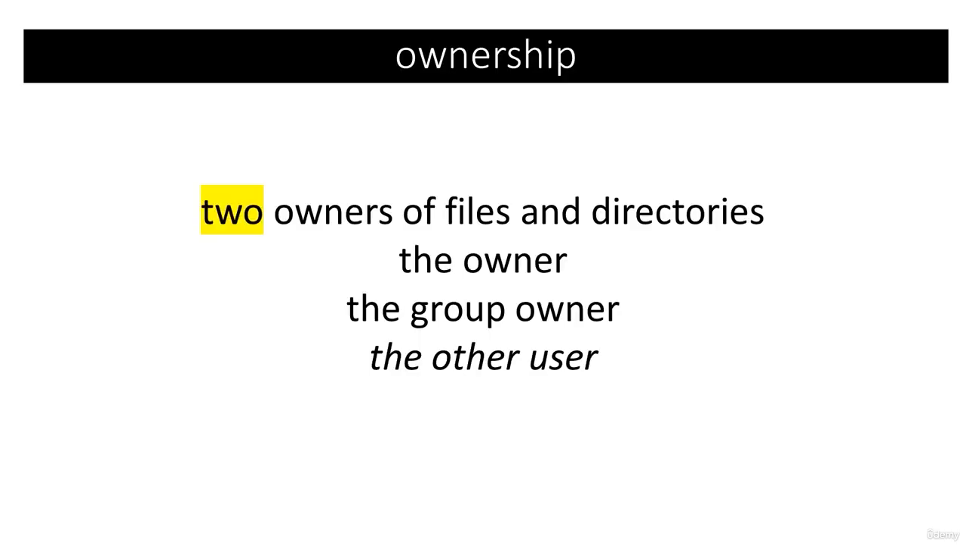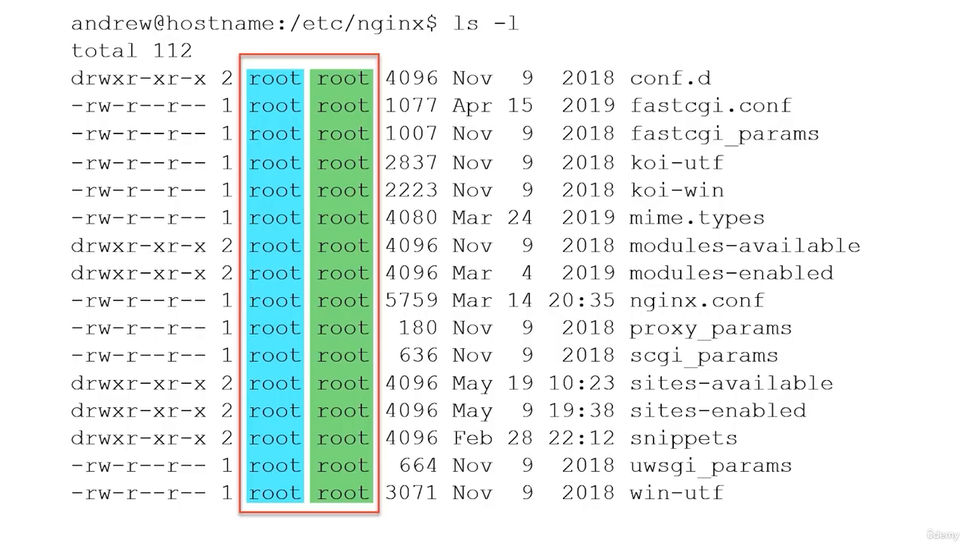Let's look at ownership. With reference to directories and files, there are two types of owners: the actual owner and the group owner. There is also what is called the other user. The other user is not an owner, but needs to be discussed. The wide or long listing displays the ownership.